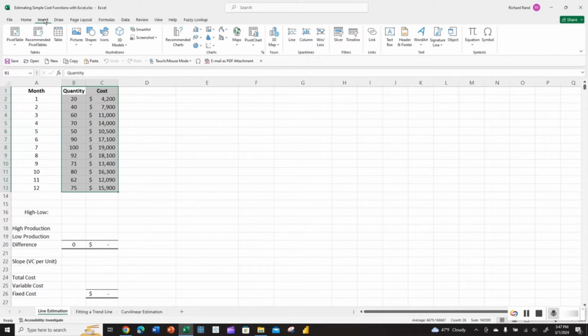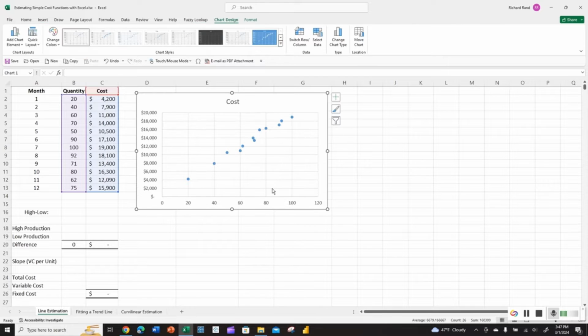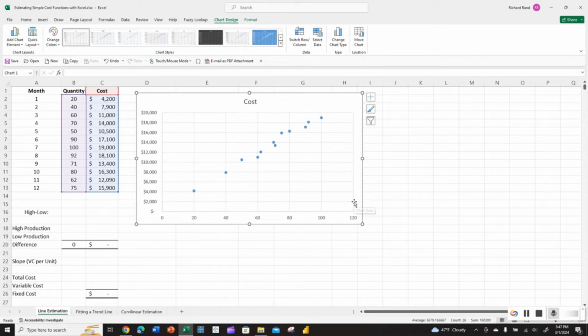So I'll go up to the top, do Insert, and under my charts, I'm going to choose this thing that looks like a bunch of dots, the scatter graph, and there it is. When you look at it, this scatter graph actually looks sort of straight line-ish. We've got a low point of production of 20, a high point of production of 100, and several different production points in between. What we're going to do is draw a line that goes directly between the lowest production point and the highest production point.